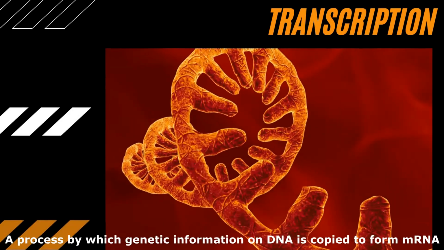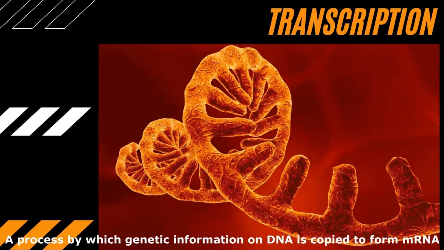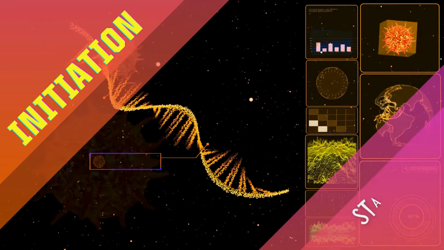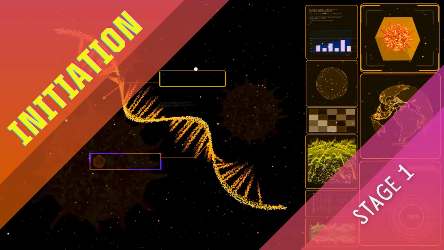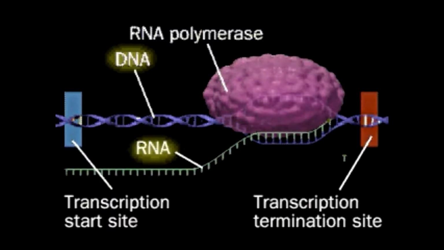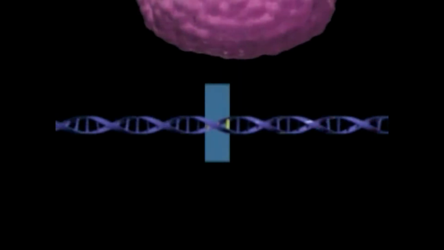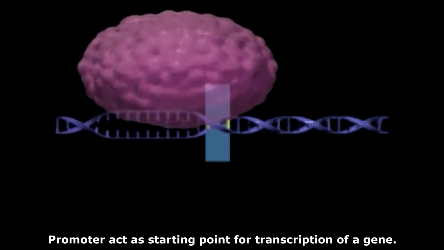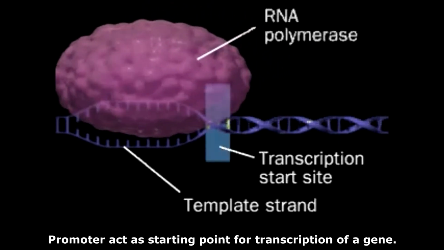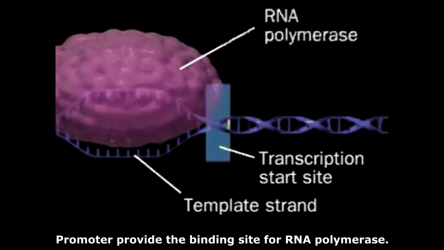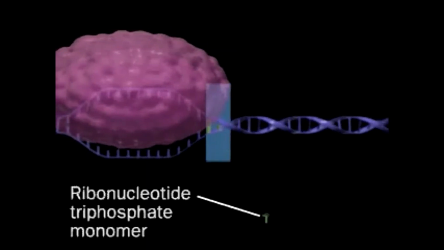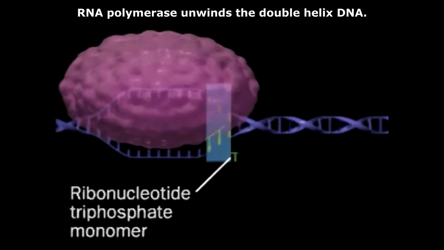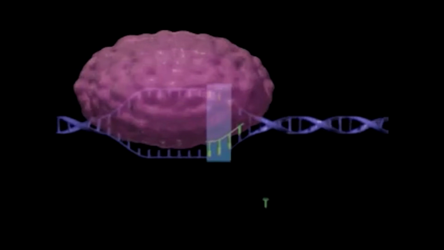Transcription is a process by which genetic information on DNA is copied to form mRNA. There are 3 stages in transcription. Stage 1. Initiation. Transcription starts at a specific site on DNA called promoter. Different genes have different promoters. Promoter acts as the starting point for transcription of a gene, and it provides the binding site for RNA polymerase. When RNA polymerase binds to promoter, RNA polymerase unwinds the double helix DNA and can initiate mRNA synthesis.